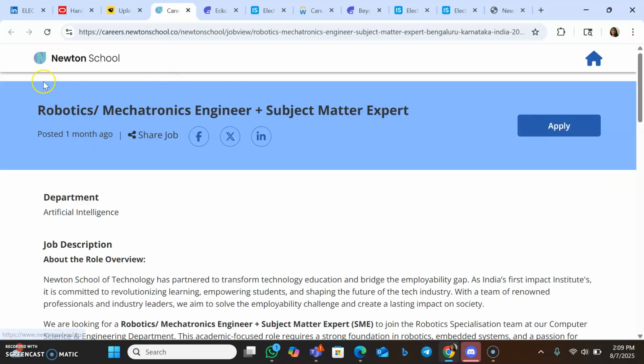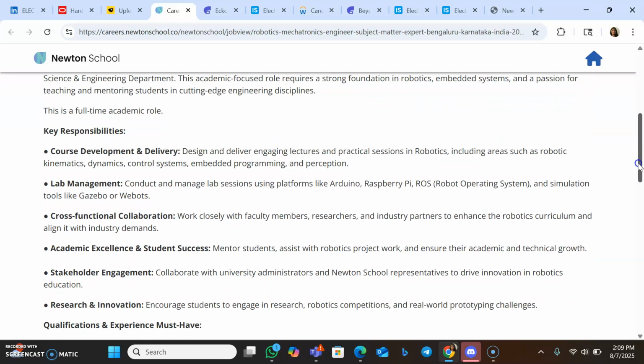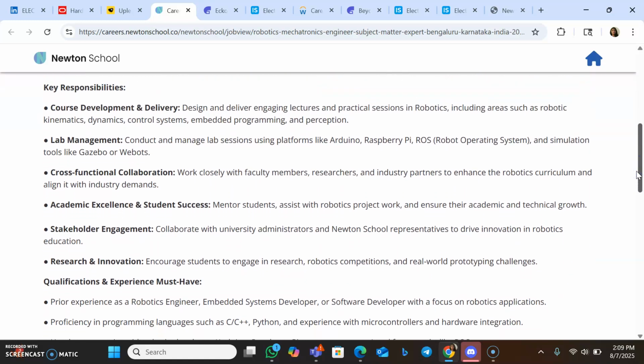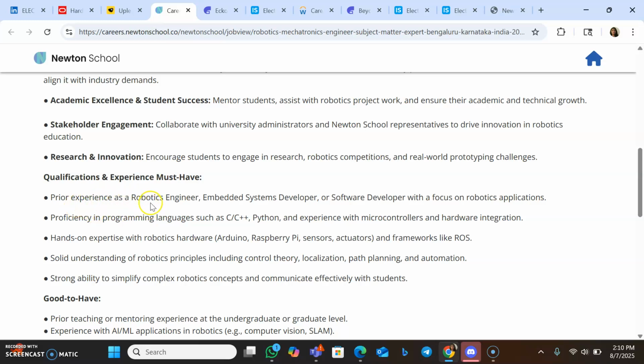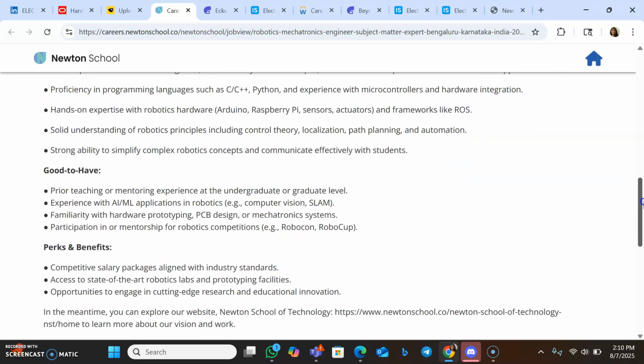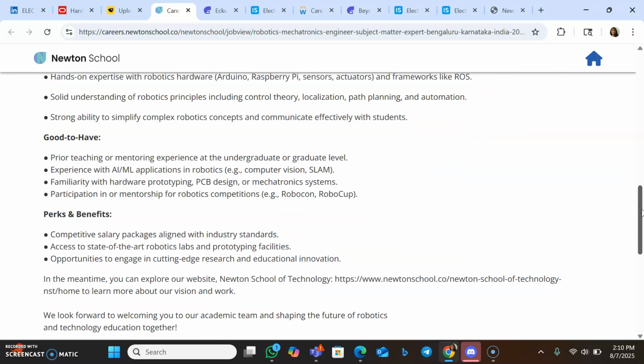Next one is from the very famous Newton School. They are hiring for a Robotics Mechatronics Engineer plus Subject Matter Expert. This is not an engineering kind of job, it is a teaching job. The department is artificial intelligence. The key responsibilities are all course related: course development, lab management, cross-functional collaboration, and stakeholder management. Prior experience as a robotics engineer, embedded system developer, or software developer is needed, with hands-on expertise in robotics, a strong ability to simplify complex robotic concepts, and proficiency in C, C++, and Python. Good to have are prior teaching experience, experience in AI/ML applications, and familiarity with hardware prototyping.